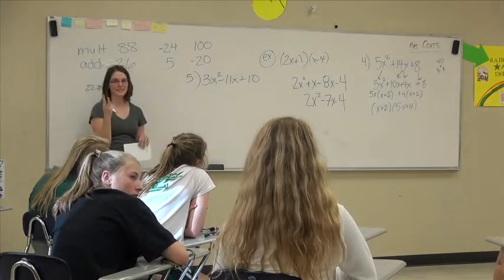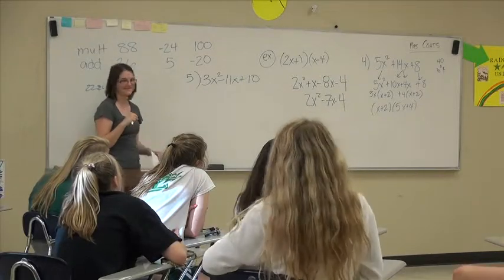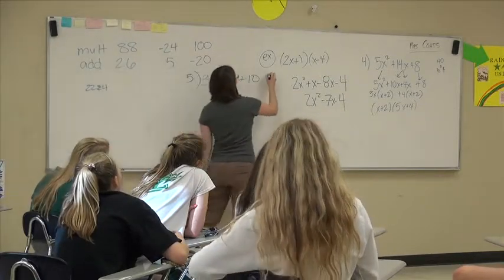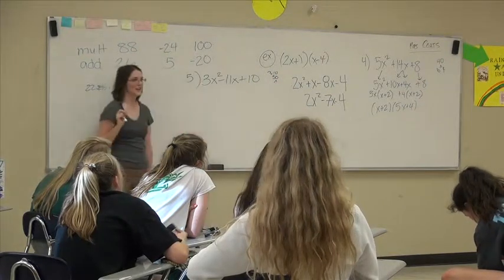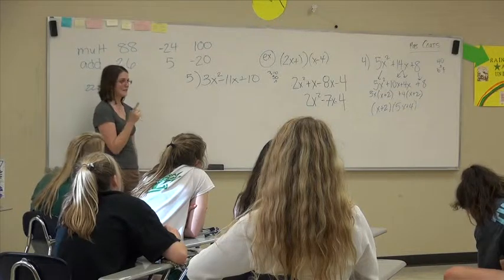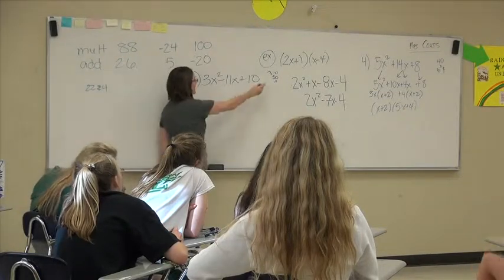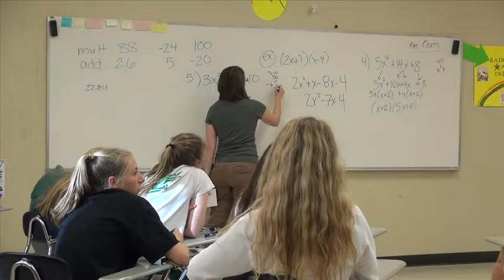Okay, so that's my first step. I have three terms. I want to factor. What am I going to do? Multiply 3 and 10. Make me 30. And what am I looking for? Yeah, so we're looking for two numbers that multiply to 30 but add to negative 11. Awesome. Okay, and where do those numbers come into play?